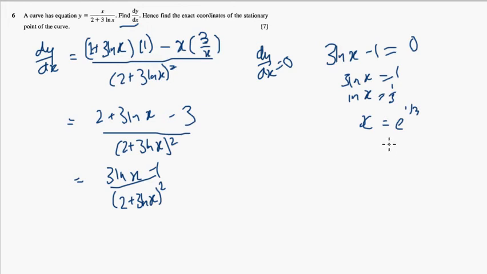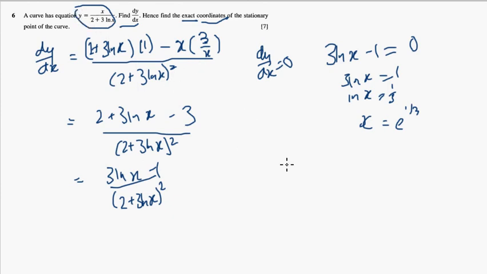We could work out e to the third as a decimal, but we need to pay attention to the wording of the question. It says exact, so it doesn't want 1.417359 or whatever. It just wants it in the form of e to the power of a third. That is the exact value. But remember, it's coordinates, so finding the x value is not sufficient. We now need to work out what the y value is. So we need to plug this x value back into the original equation to work out what y is.